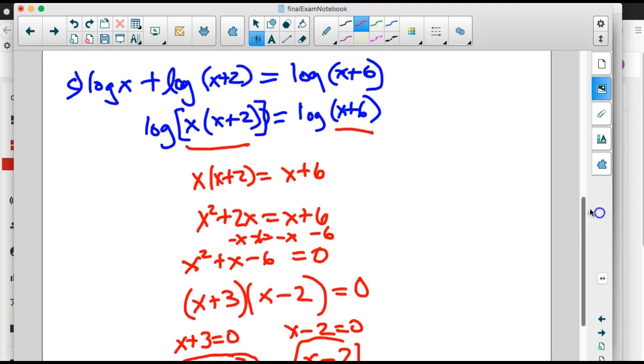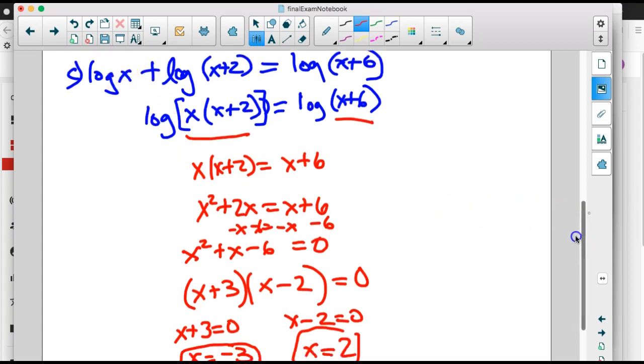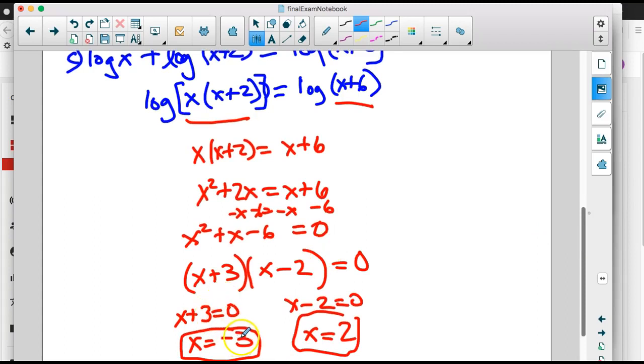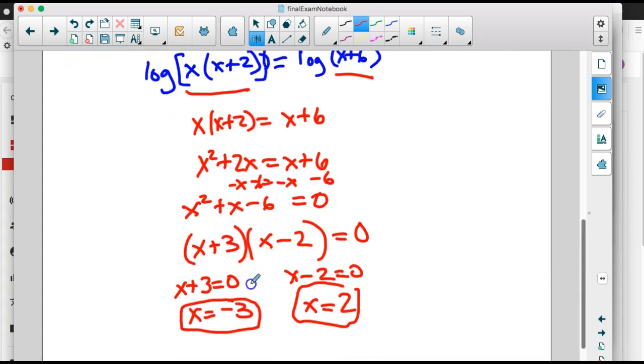If we look at the original problem, the first part of the problem says log x. Well, there is no such thing as a logarithm of a negative number, because the base is 10. We're going 10 to some exponent equals this value. Well, that value can't be negative 3. We can't go 10 to some value equals negative 3. 10 to some value is going to be a positive number. So this value is not going to work.